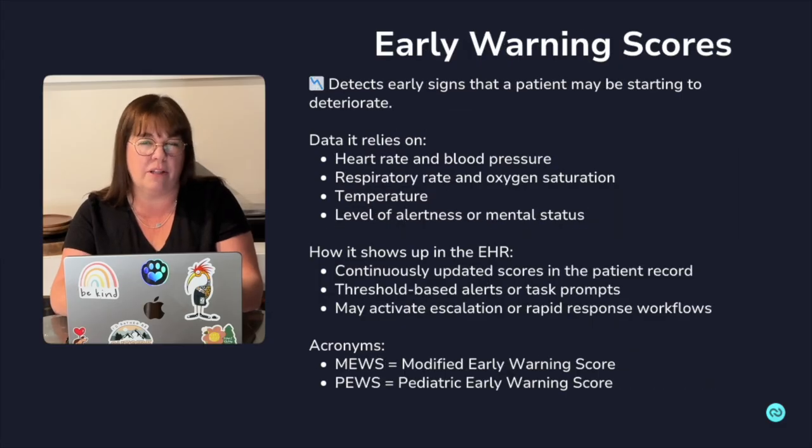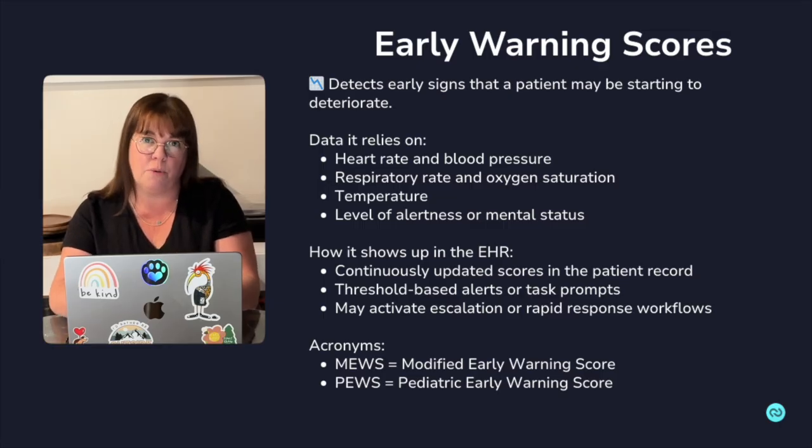Another common category that you're going to see are early warning scores. These are meant to answer a simple question: is this patient getting worse? MEWS is one that's commonly used in adult inpatient units, while PEWS applies similar ideas to pediatric populations. Instead of looking for a specific diagnosis or event, these scores are set to look for small changes that suggest a patient might be headed in the wrong direction. Things like rising heart rate, falling blood pressure, faster breathing, lower oxygen levels, or changes in alertness.